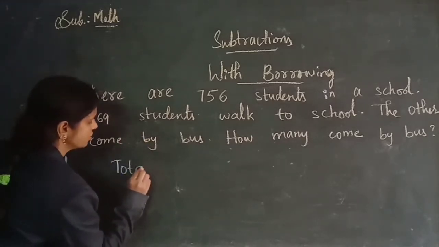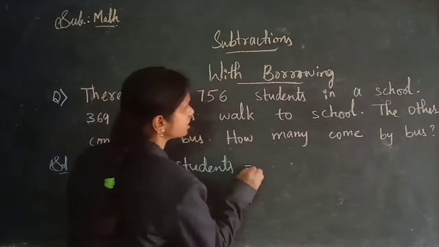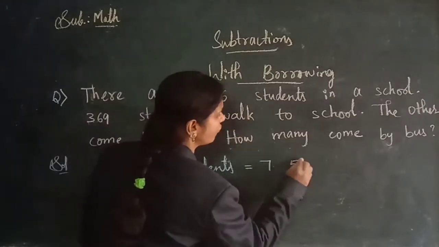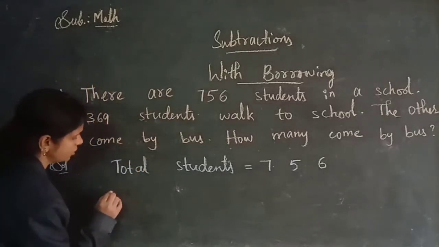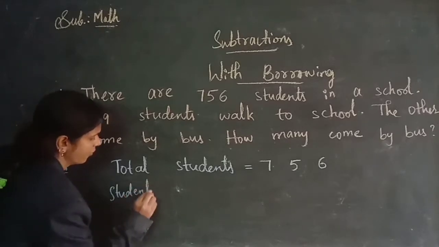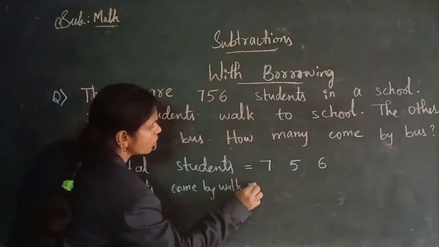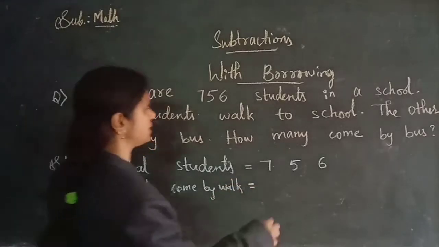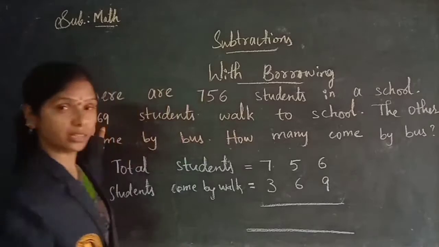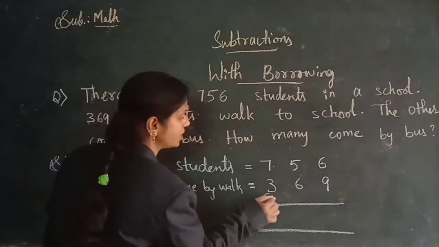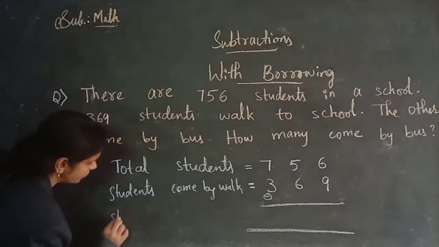Total students. How many are there, children? Total students 756. Okay, and how many students are coming by walk? 369. So the others coming by bus, no, children? The others are nothing but the remaining students. So let's find the subtraction to get the other students who are coming by bus.